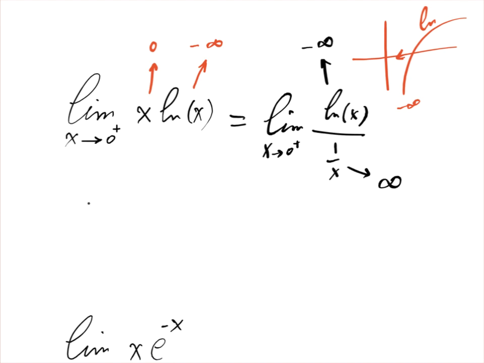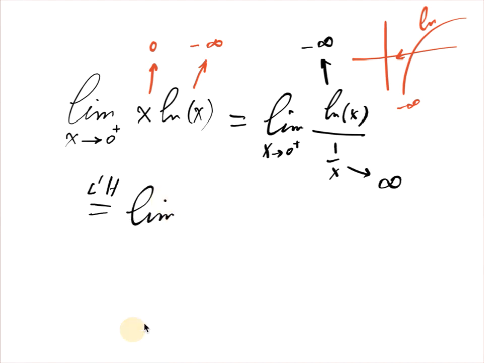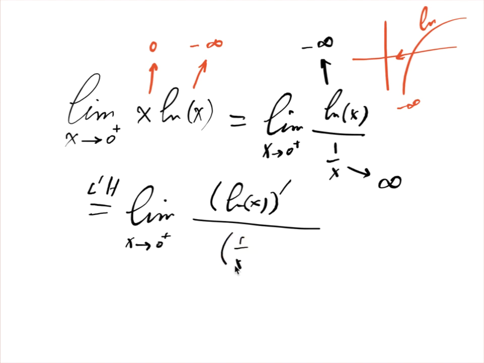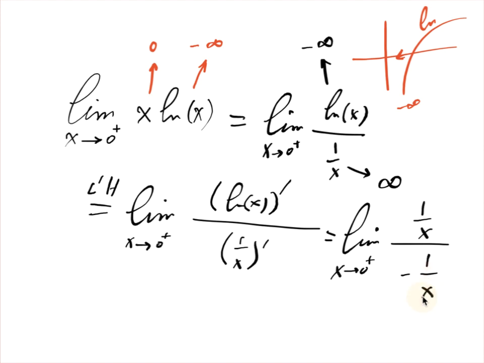So we can apply L'Hopital's rule. And by L'Hopital's rule, this is the same as the limit of the ratio of their derivatives as x tends to 0. That would be derivative of ln of x divided by derivative of 1 over x. Then we get the limit as x goes to 0 from the right. Derivative of ln of x is 1 over x. Derivative of 1 over x is minus 1 over x squared.